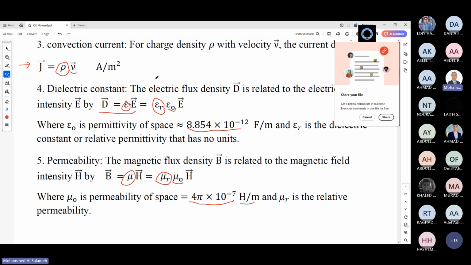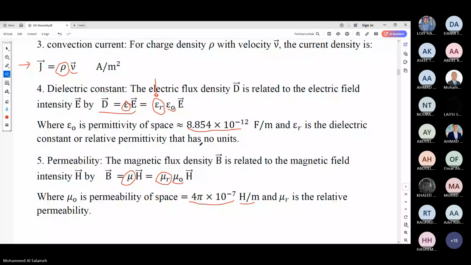Epsilon r is also called dielectric constant. So epsilon r has two names. One name is relative permittivity, and another name is dielectric constant. The same.